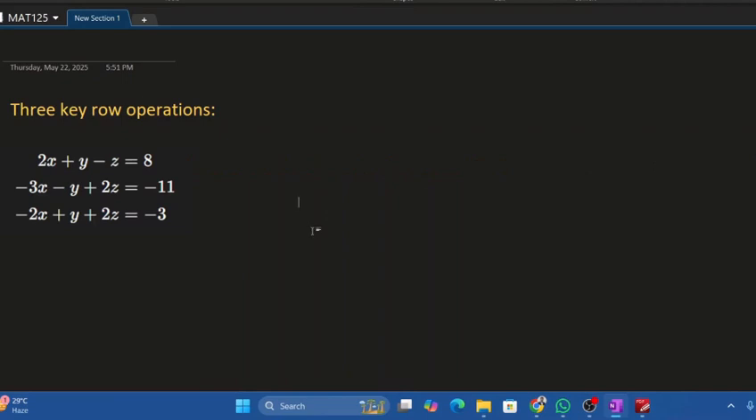Gaussian elimination is a method that systematically reduces a system of equations into a simpler one using three key row operations. What are they? First of all, we have to understand the basics of it, right? So, for example, if we have a very simple equation, 2x plus y equals 3. Not a system, this is the equation.